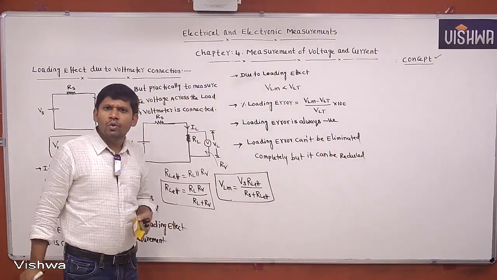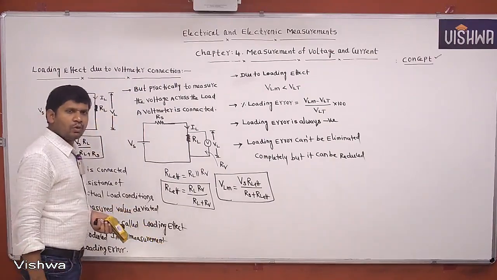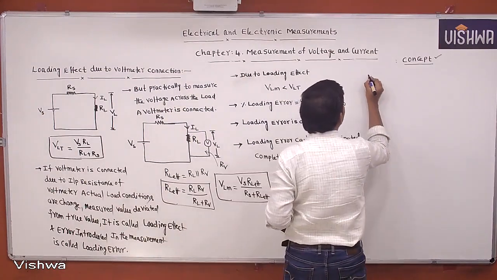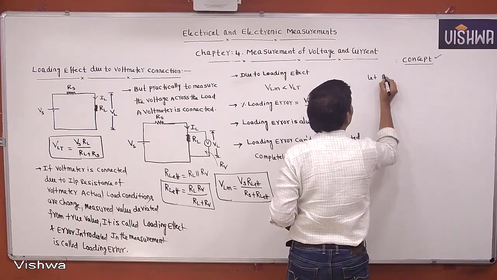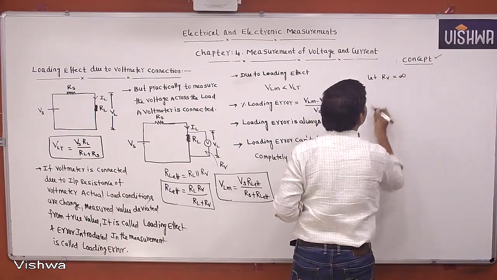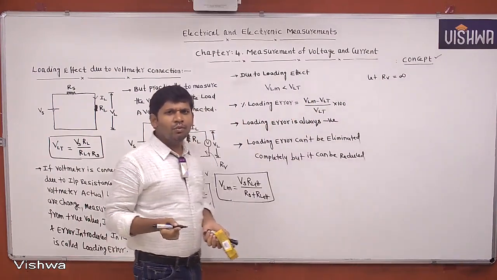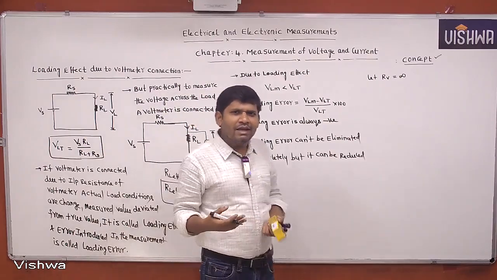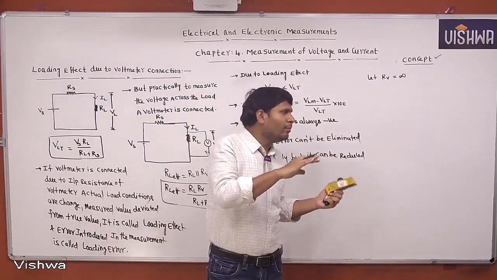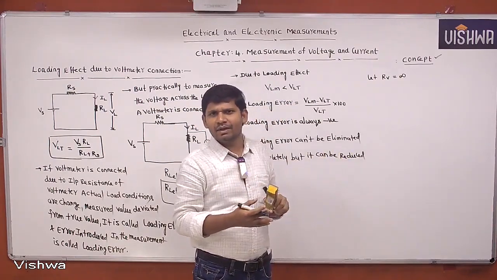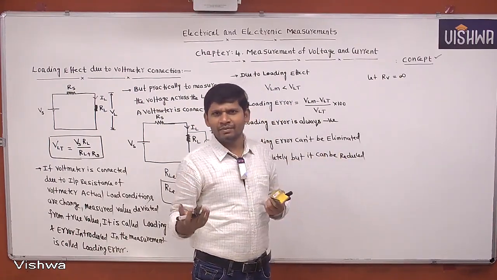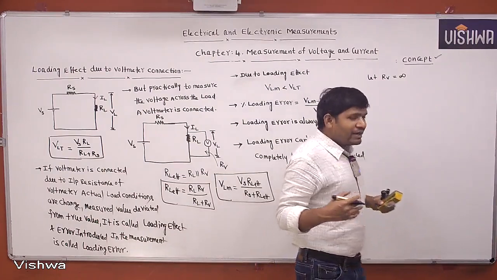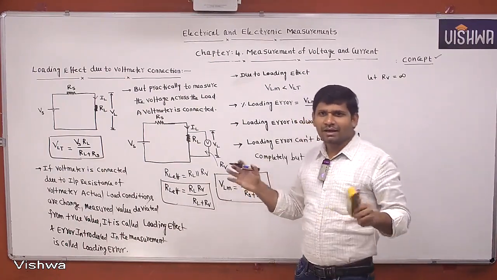Then how to reduce the loading error? That I want to explain. For example, let RV equal infinity. That means we are designing the voltmeter with infinite resistance. This is the ideal case I am explaining. Ideally I am explaining, then I will apply this concept practically. Ideally infinity means practically high; ideally 0 means practically low. Practically it is not possible to design a voltmeter with infinite resistance.